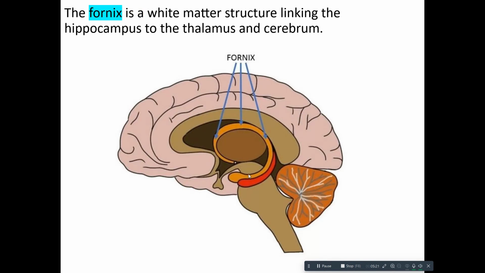Anywho, the fornix, we met the fornix already. It's going to link your hippocampus to your thalamus and to your cerebrum. So this is a big job of the fornix, which we see right there, kind of below the corpus callosum, septum pellucidum. There's my thalamus right there.